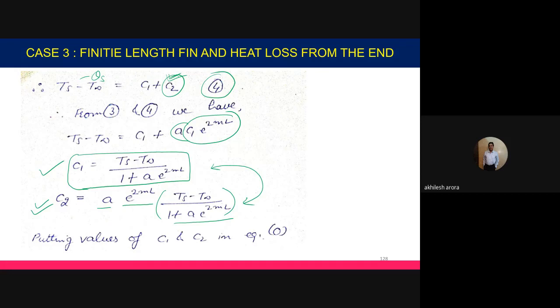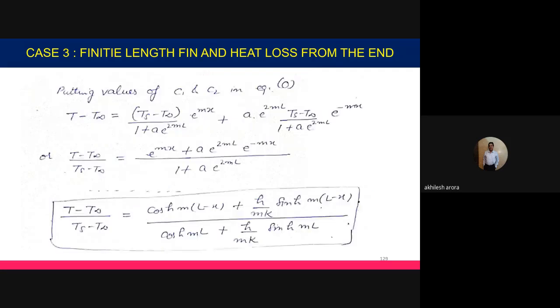And we can put these values of C1 and C2 in equation number 0. What was equation number 0? It was theta is equal to C1 e raised to power mx plus C2 e raised to power minus mx. So now we can put it there. So you can see it here. So this is C1, so T minus T infinity, this is the value of C1 e raised to power mx plus this is the value of C2 e raised to power minus mx.